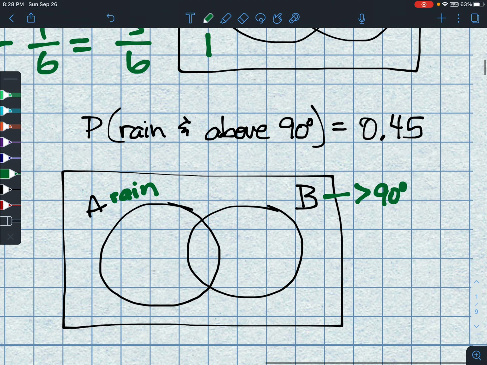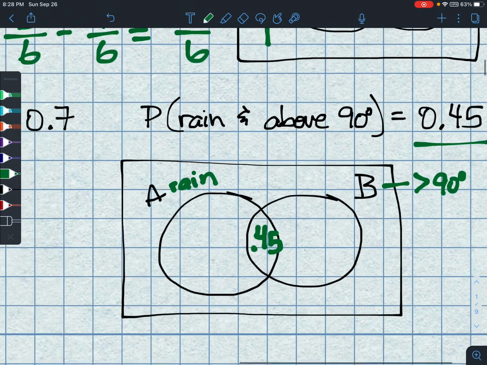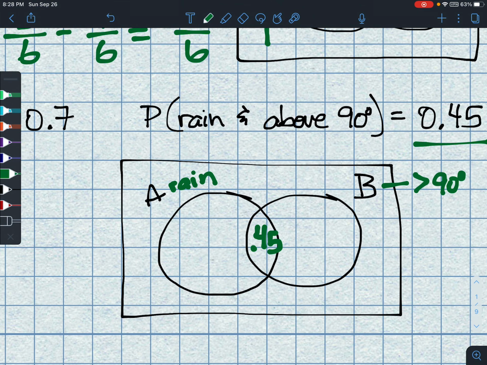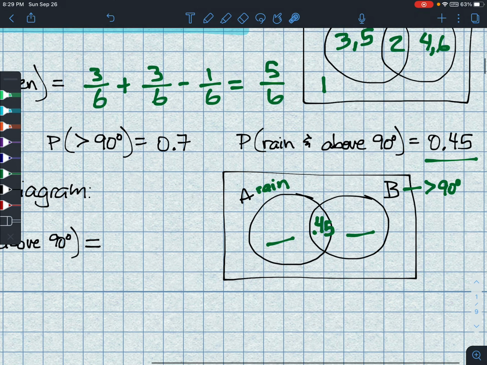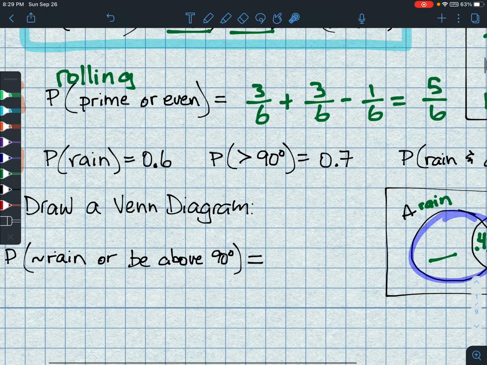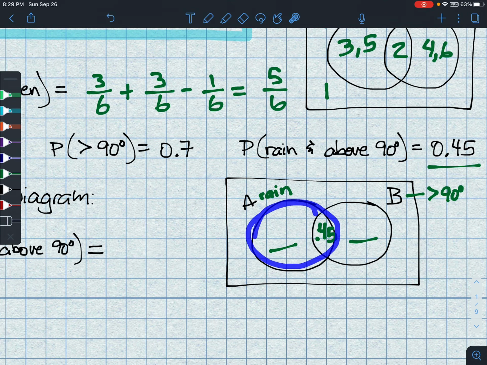So let's back up and let's take this last fact. The probability that it's both of them is 45%. So I'm going to put that right here, rain and over 90. So now I can figure out what are these two probabilities, because the probability that it is just rain is, what did we say? 60%. So if this is 45, how much is left over for the 60? So I'm going to do a little math problem here. 60 minus 45, and I get 15. 0.15.